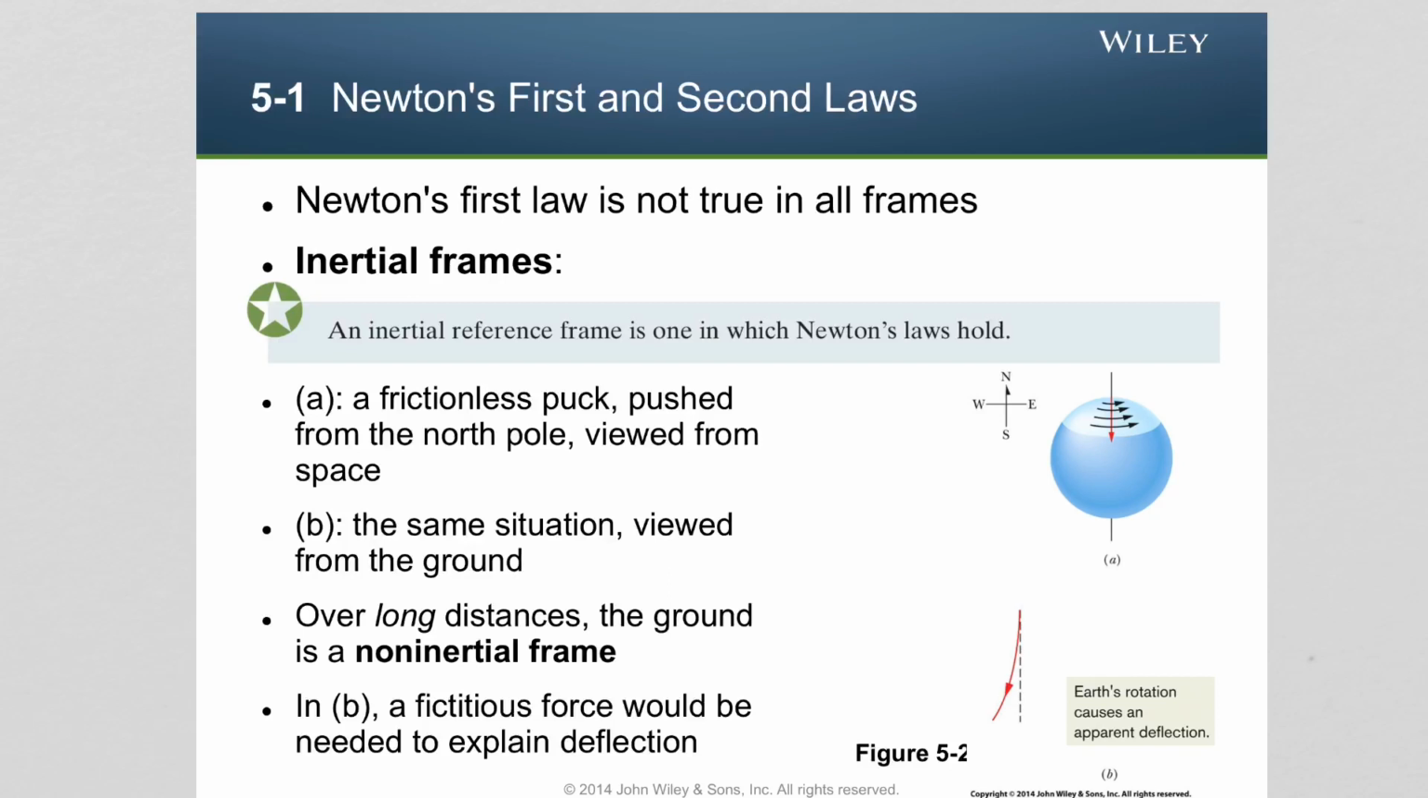The other type of reference frames are the reference frames that do not accelerate. They are either at rest or they are moving with constant velocity. In those reference frames, there is no imaginary force that acts on an object, and therefore Newton's laws hold perfectly fine. Examples of such reference frames would be a car that is moving with constant velocity on a straight line. The Earth itself is considered to be an inertial reference frame, so a reference frame without acceleration.